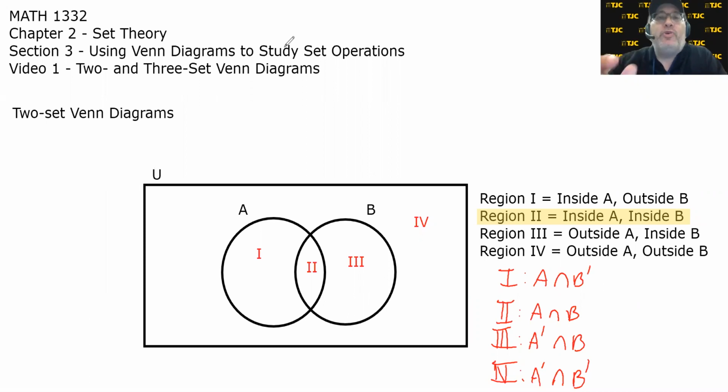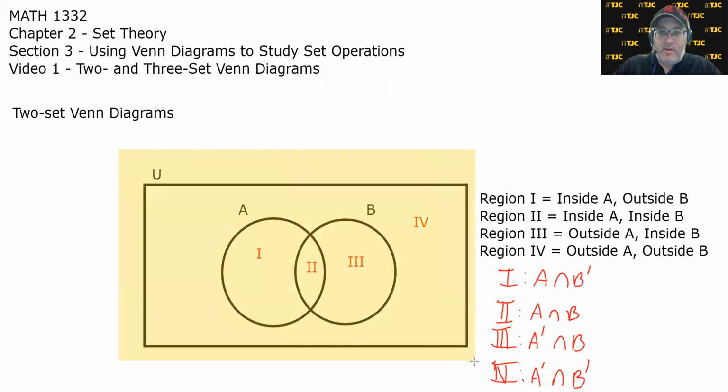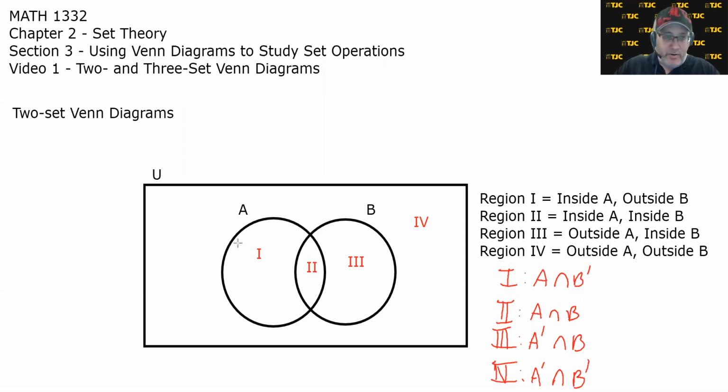So what do I want you to know from this picture? Well, what I really want you to know from this picture is really just the picture. So as long as you know where regions 1, 2, 3, and 4 are located, you're okay. Just remember they go from left to right through the middle, starting here, 1, 2, 3, and then 4 is just outside somewhere. So what about a 3-set Venn diagram?